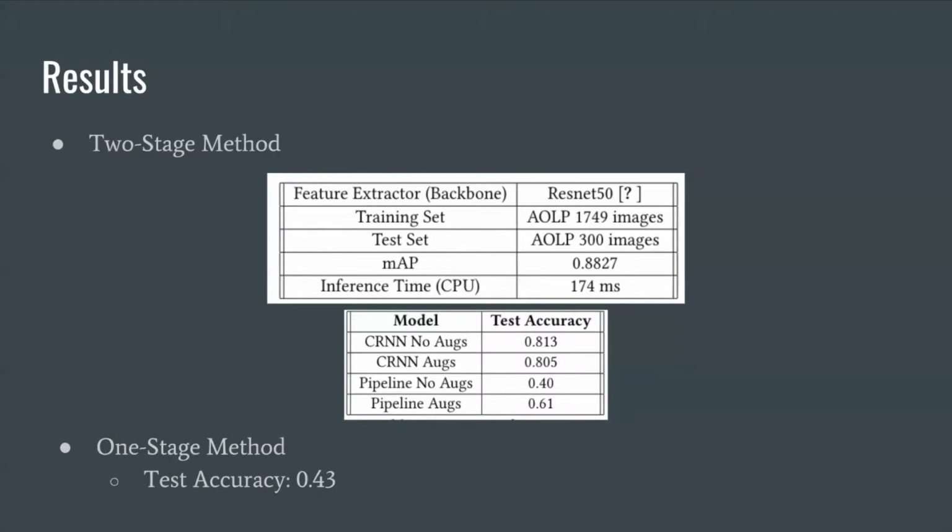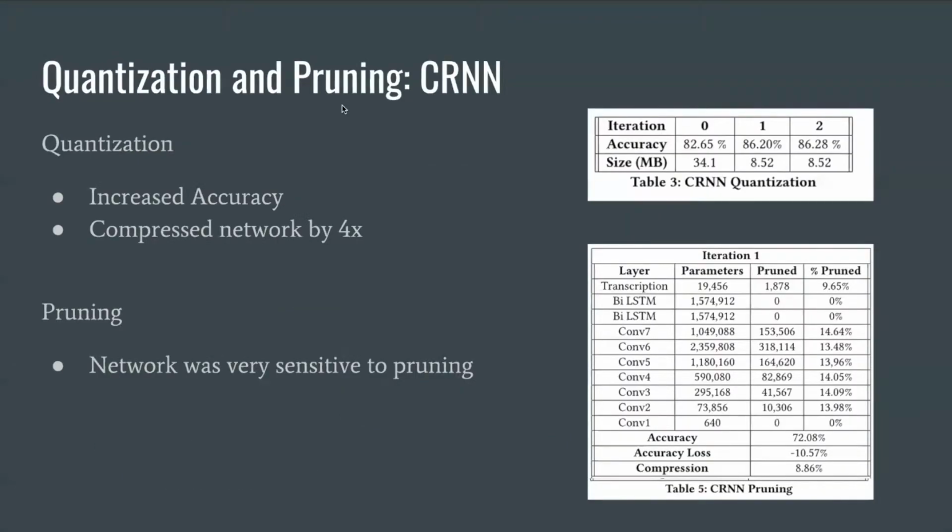Now that Zach has discussed our overall approach and implementation of the project, I'll discuss the network compression aspect. So we decided to compress CRNN through quantization and pruning. Quantization is the act of moving from a higher precision representation, such as 32-bit floating point, to a lower precision one, in our case, 8-bit fixed point.